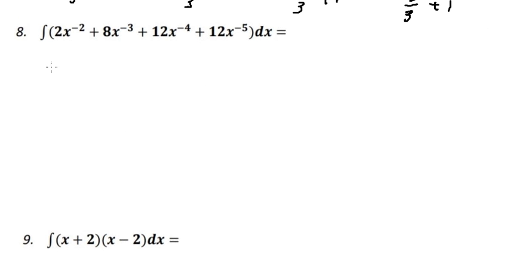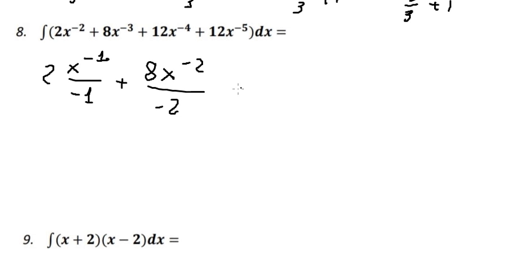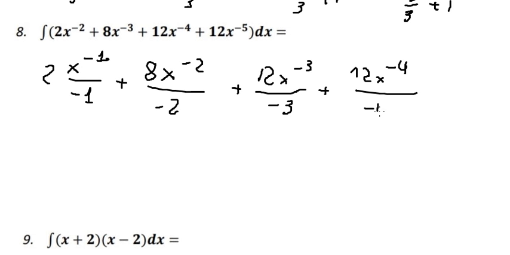Question A. Negative 1 over negative 1. Negative 2 over negative 2. Negative 3 over negative 3. So this one, you get negative 4 over negative 4 plus c.